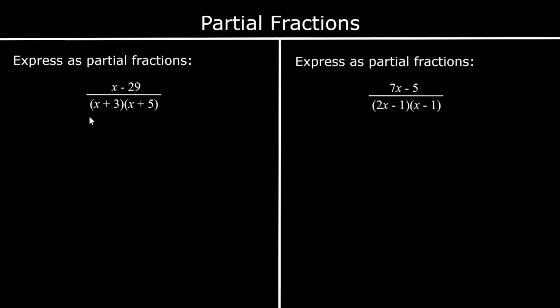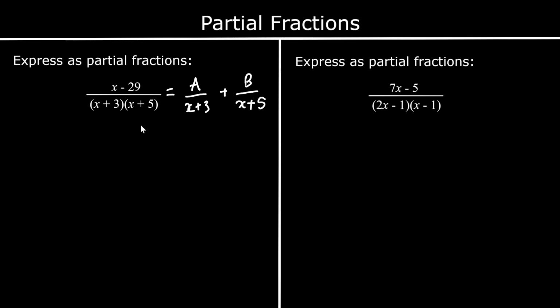x minus 29 over x plus 3 times x plus 5. So we're going to write it as something over x plus 3 plus something over x plus 5. So it's going to be in the form a over x plus 3 plus b over x plus 5. And we find out what a and b are by multiplying through by this denominator.